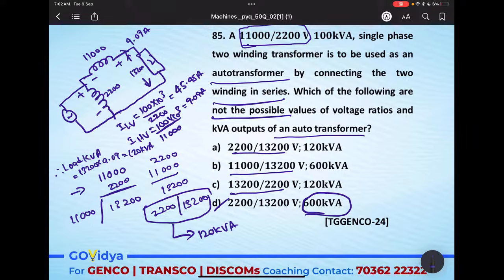Here we may use a step up or step down transformer, that means 2200 divided by 13,200 or 13,200 divided by 2200. We can use this auto transformer as step up or step down both, but the kVA will be constant. From our calculation, we got only 120 kVA for this voltage combination, 2200 by 13,200. So the option D is not correct.